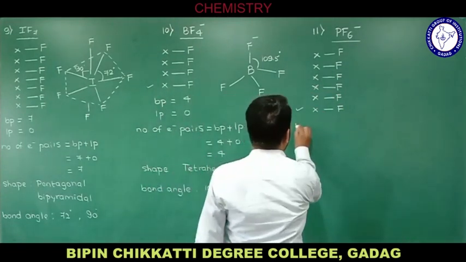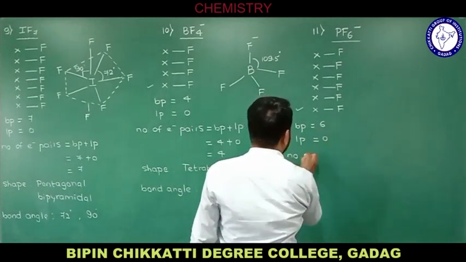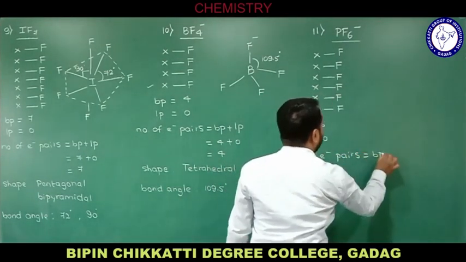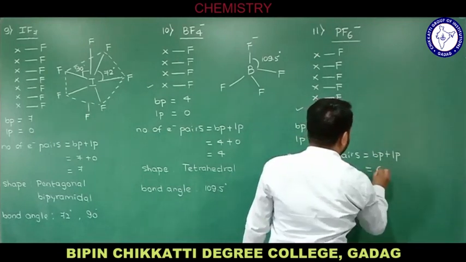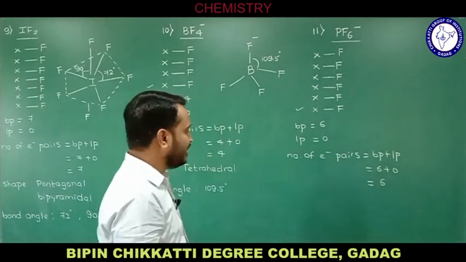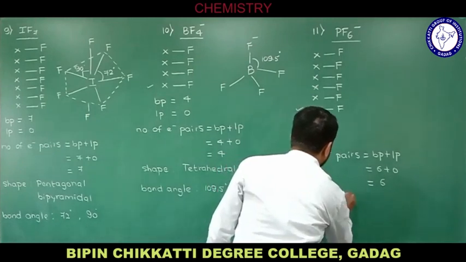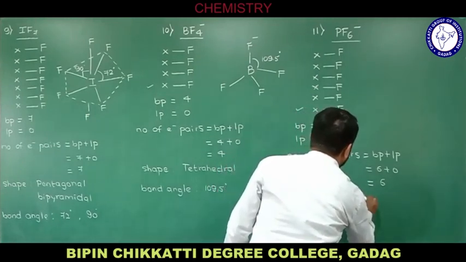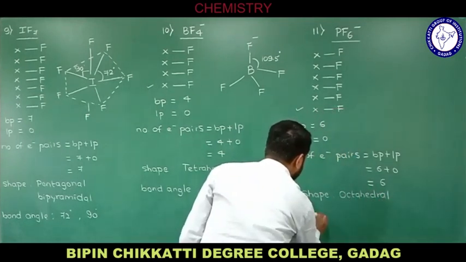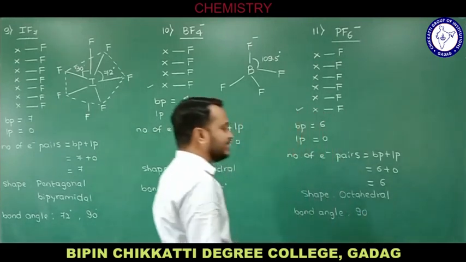And here the number of bond pairs will be 6 and lone pairs will be 0. And the number of electron pairs one can guess, that is bond pair plus lone pair. The number of bond pairs we have is 6, there is absence of lone pairs of electrons, therefore the number of electron pairs will be 6. And now you guess what would be the shape. If we have 6 bond pairs of electrons, the shape is octahedral, and guess what would be the bond angle in this case. The bond angle is 90 degrees.